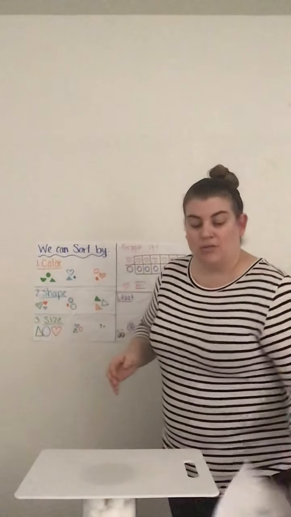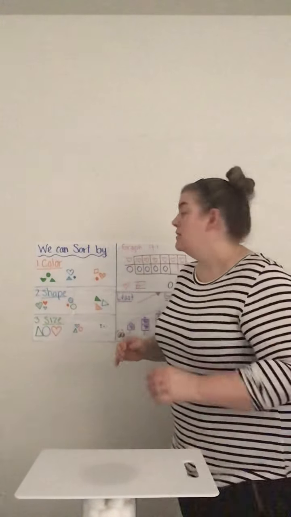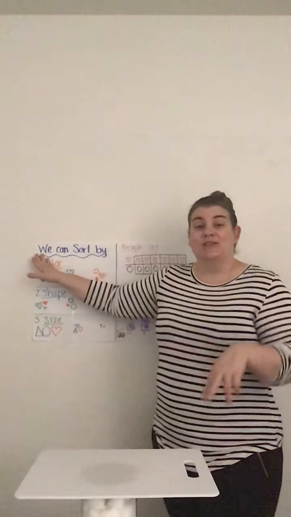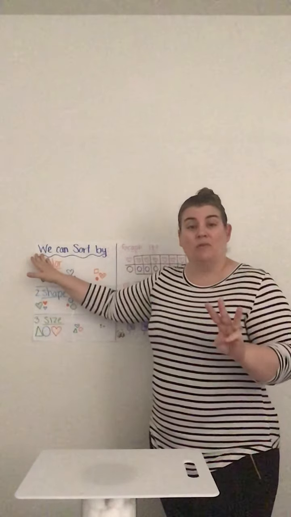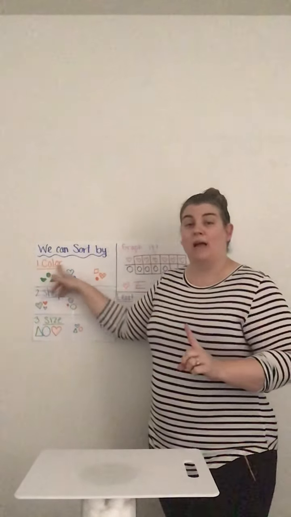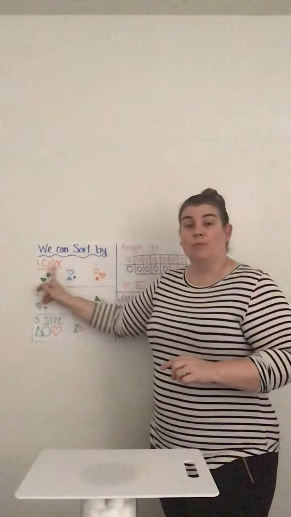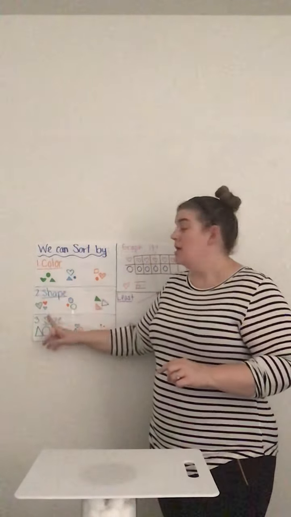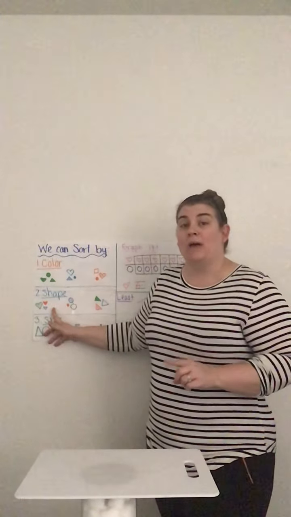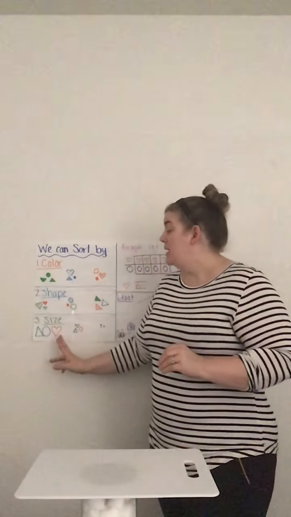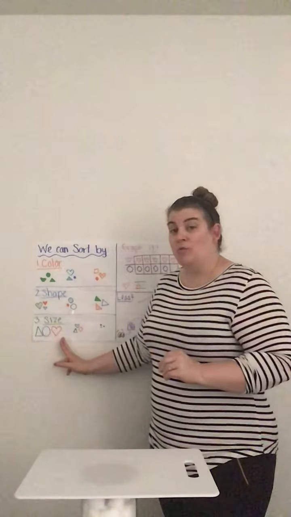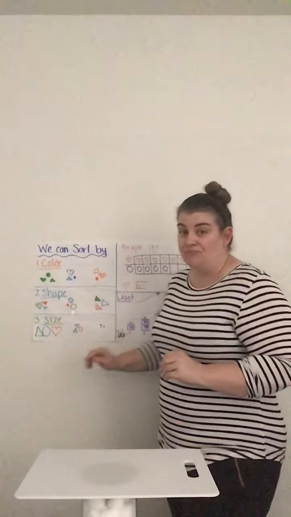Okay, so with that, let's go ahead and do our little review today. We can sort by three different ways. We learned to sort by color, by shape, and by size. Color means that every group has the same color. Shape means that every group has the same shape. And size means that every group is the same size.